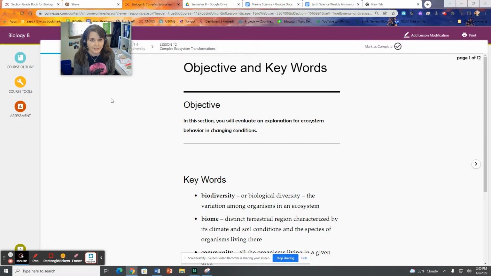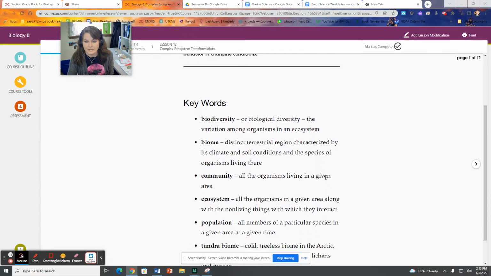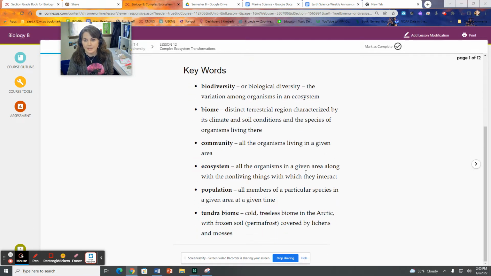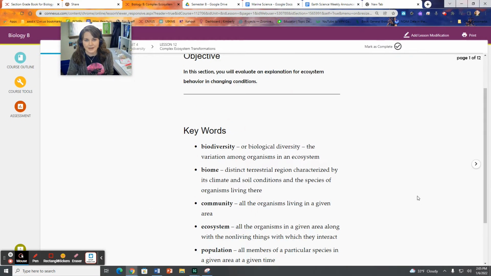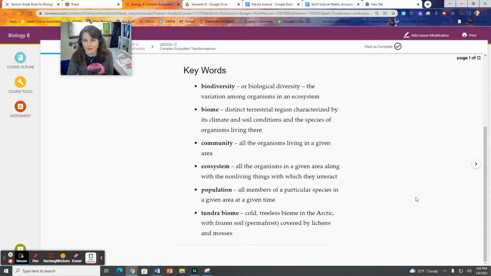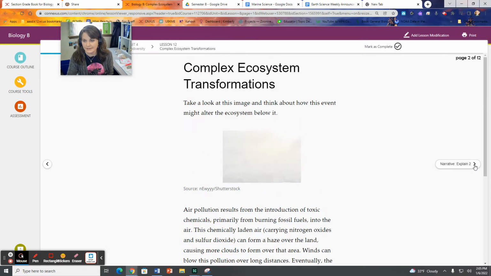So we are in Unit 4 still. We are all the way to Lesson 12, though, Complex Ecosystem Transformations. So our key terms here are biodiversity, biome, community, ecosystem, population, tundra biome. So those are our key terms for the first part of this lesson.